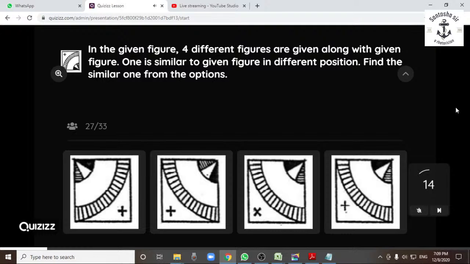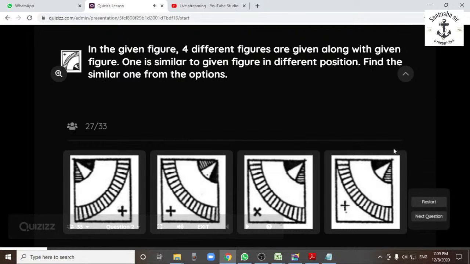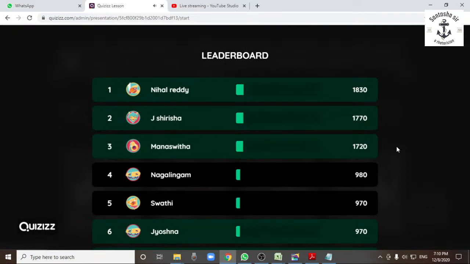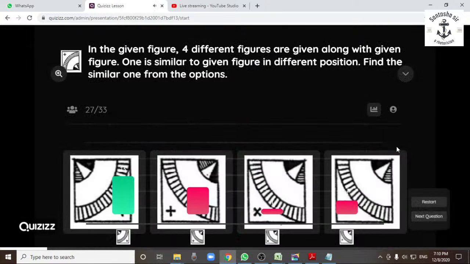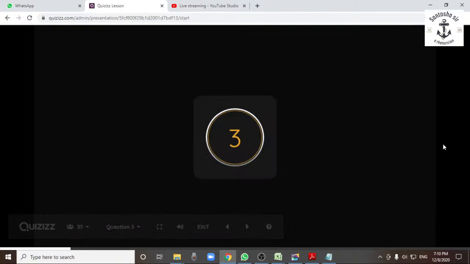Last 15 seconds. Okay, 5, 4, 3, 2, 1, 0. Time is up. Let's move on to the next question, and let's check the scores first. We have Nihal followed by Shirisha, Manaswita, Nagalingam. Okay, 13 members or 15 members maybe answered it right. Moving on to the next question. Question number 3.